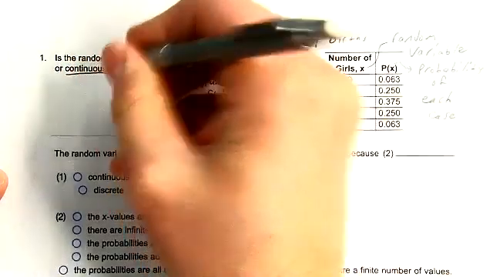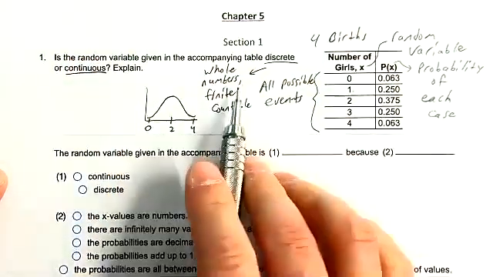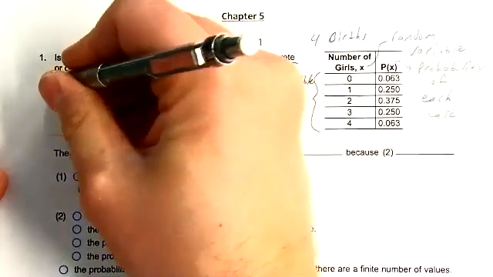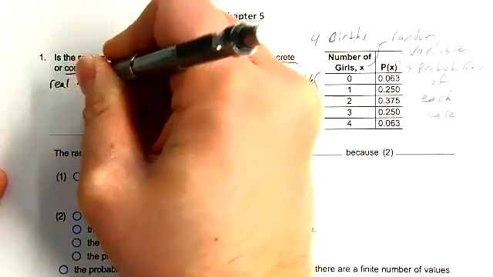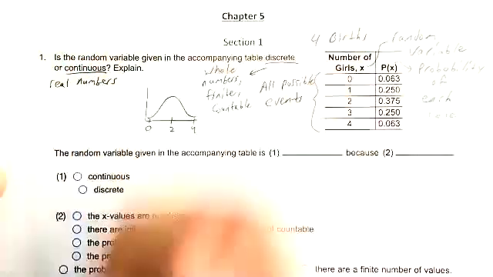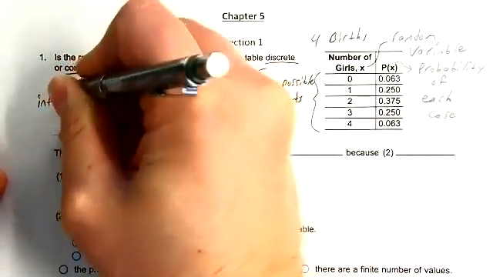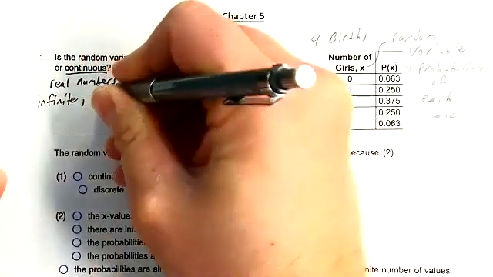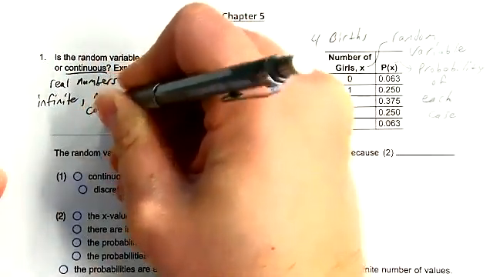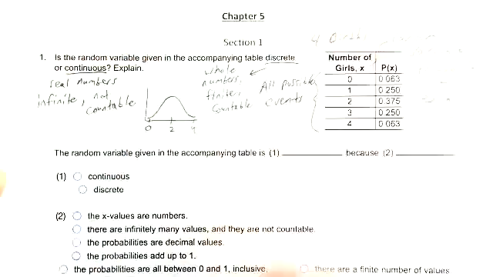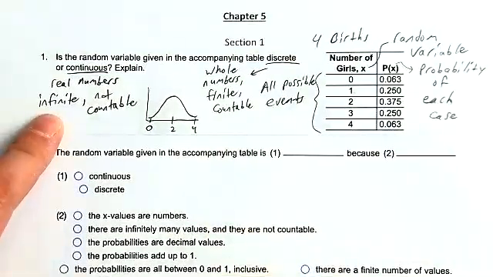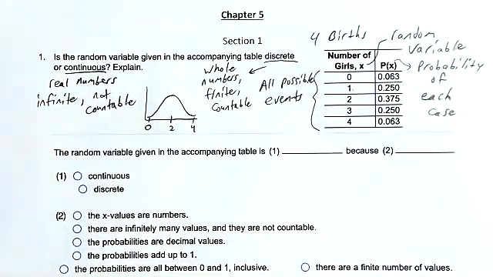Let's review continuous. Continuous is pretty much the opposite of this. So this would be real numbers. So we can have decimals. It's infinite. And it's not countable, which is to say, if you wanted to count an infinite series, you would spend the rest of your life doing so and never get to the end. So you would not want to do that.